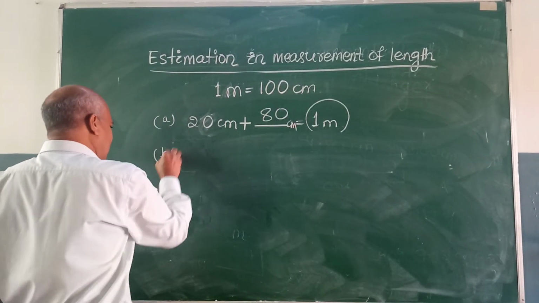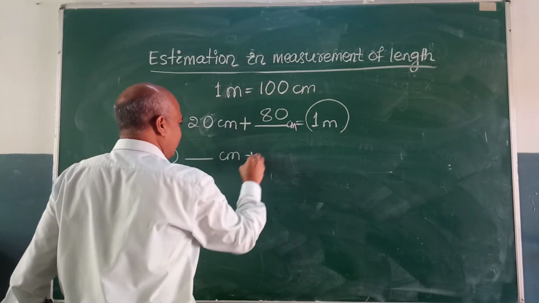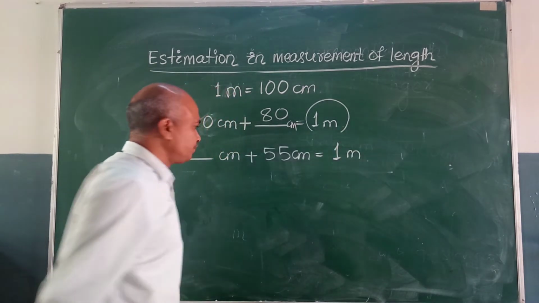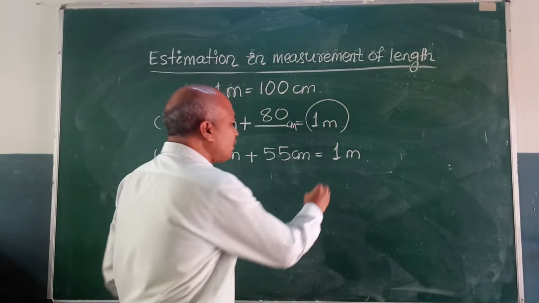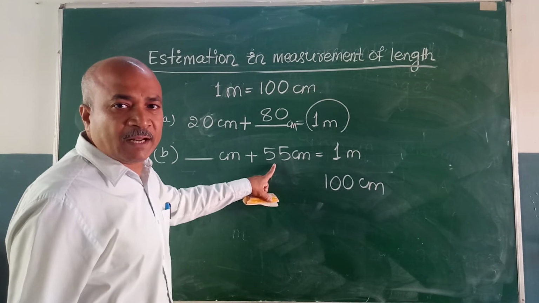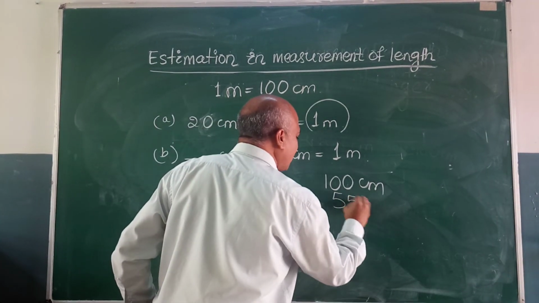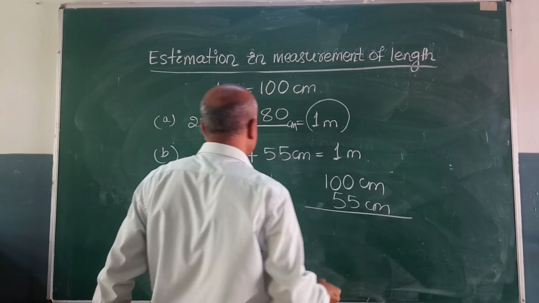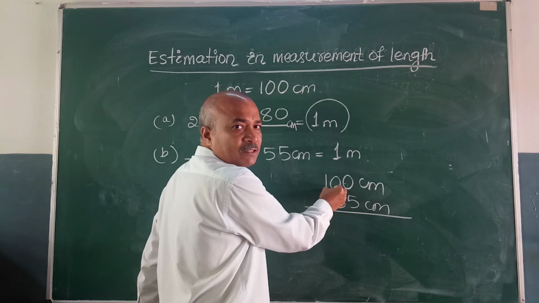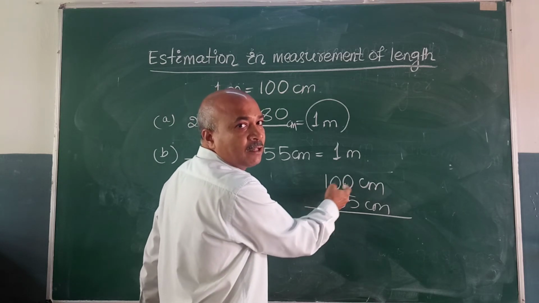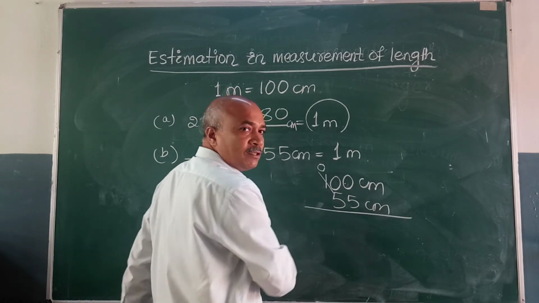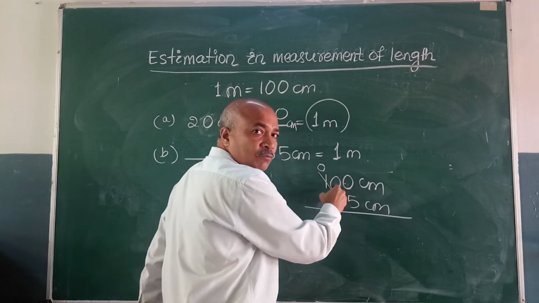The same way, another question: dash centimeter plus 55 centimeter is equal to 1 meter. So you can write 1 meter as 100 centimeter. From that, what will you subtract? 55. So subtract 55. Can 5 be subtracted from 0? No. You try to borrow from the tens place. You cannot borrow anything as 0 is here. So try to borrow from the 100 place. Here 1 is there. So if you borrow, here it will be 0.